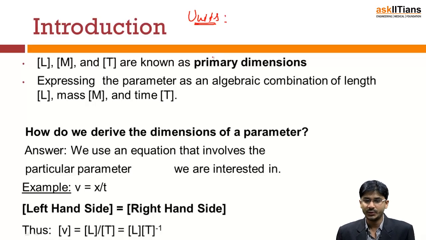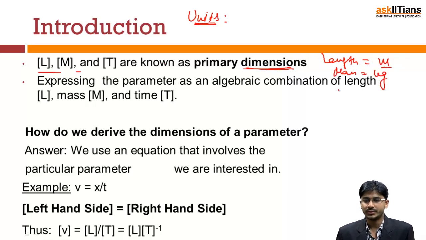Now we know what units are. This dimension is simply an extension of the units, nothing great, nothing new apart from the units. So we will see what has been added with this new word dimension. Now L, M and T are known as the primary dimensions.